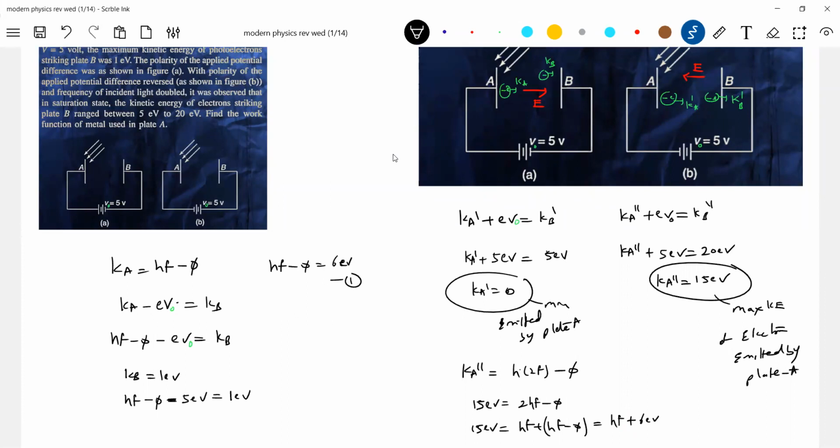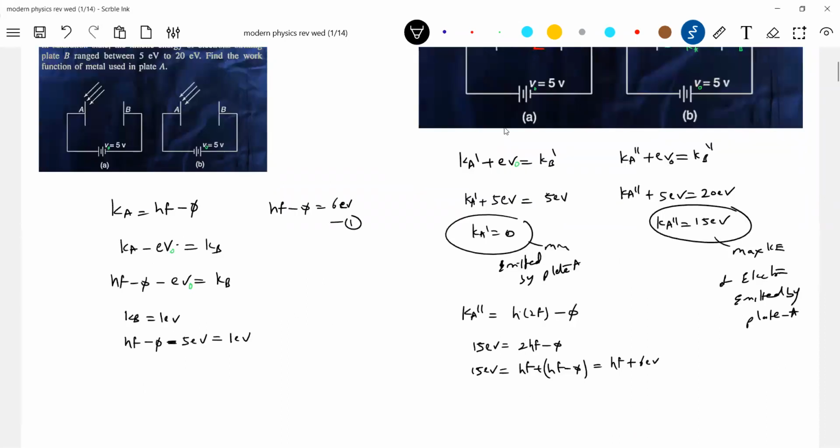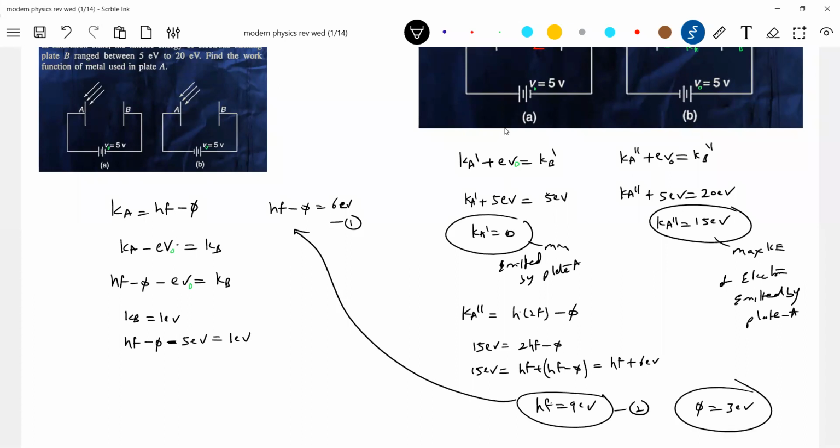Work function 3 electron volt. Okay, the same thing. So hf will be 6, this will be 9. This we will substitute here. 3 electron volt.